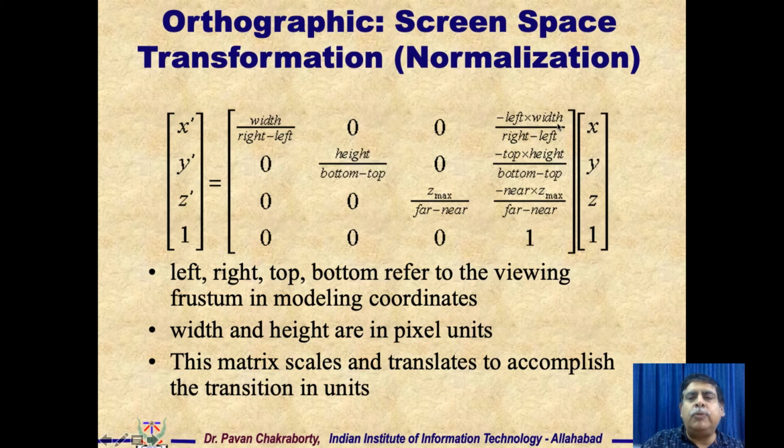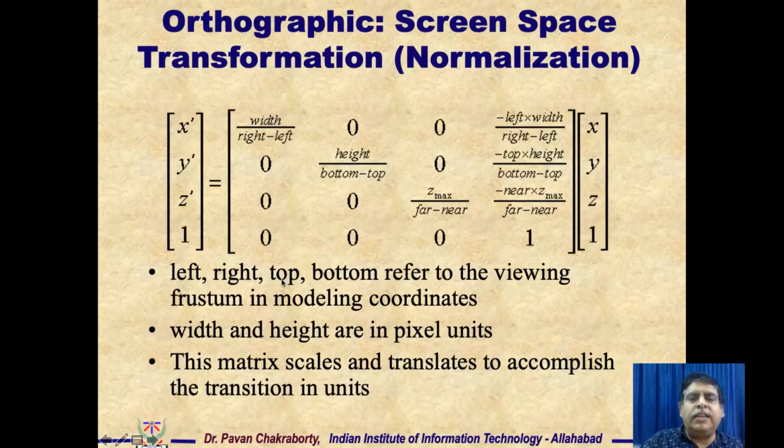Minus left multiplied by width divided by the normalizing term right minus left, minus top multiplied by height divided by bottom minus top, and minus near multiplied by z max divided by far minus near. This vector, what you see on the right hand side, is the translation term which is used to bring the corner of the box to the location of the world that we would like to observe.